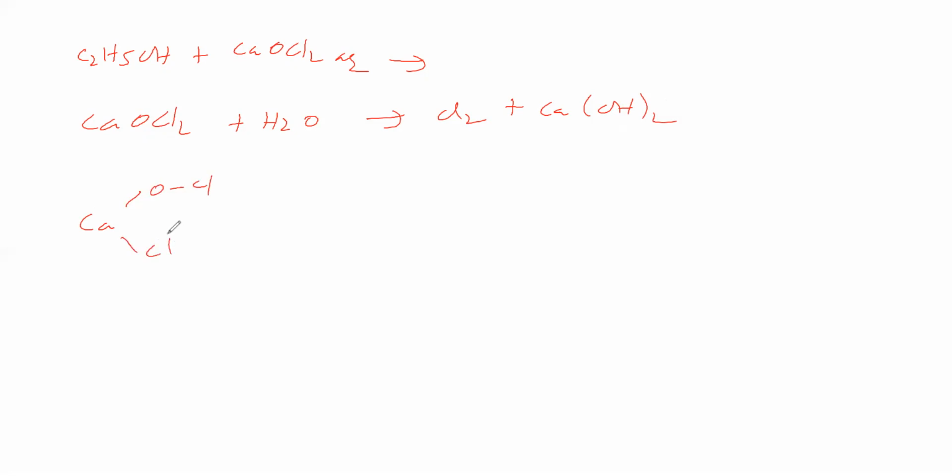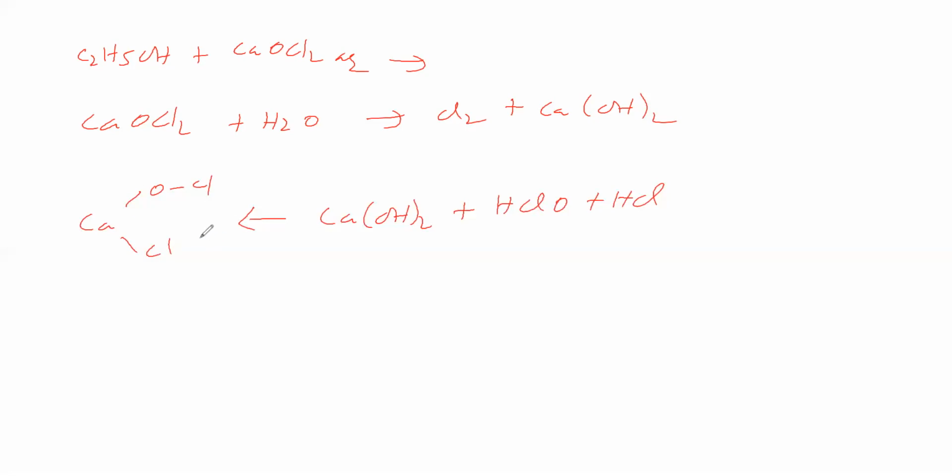CaOCl2. Now we can say how to get this one. To get this, we are taking calcium hydroxide, HClO and HCl. HClO is hypochlorous acid, HCl is hydrochloric acid, and this is calcium hydroxide. The acid-base reaction gives this salt.